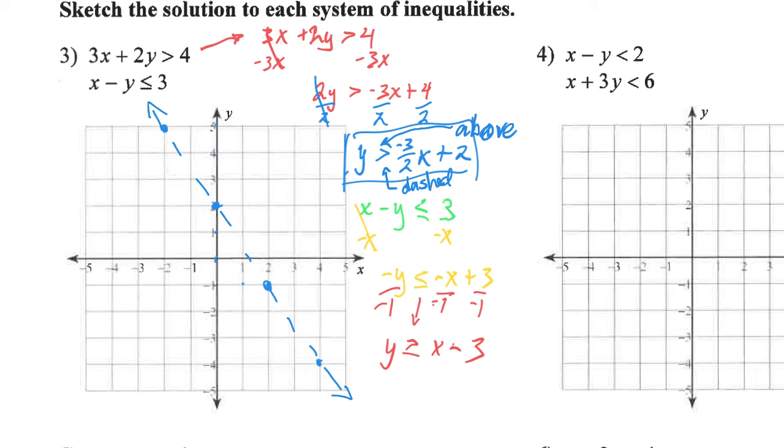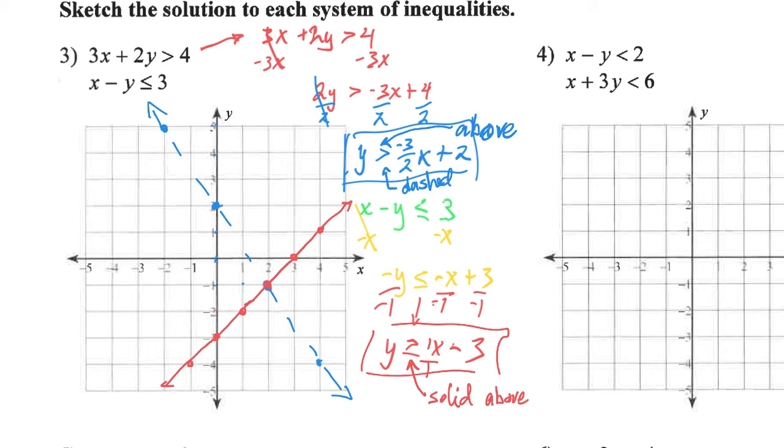So the second one, the red line, I'm going to graph this one red. It's going to be a solid line, and it's going to shade above because it's a greater than. So I'm going to start at negative 3, get my dots on here. The slope is 1 over 1. So go up 1, right 1, up 1, right 1. So there's my line. I'm going to draw my solid line through there. Okay, so there's my solid line.